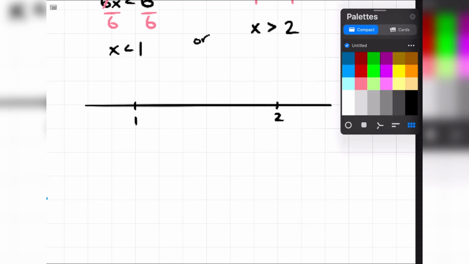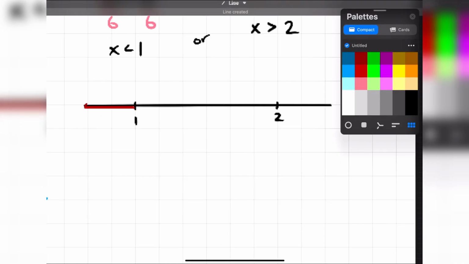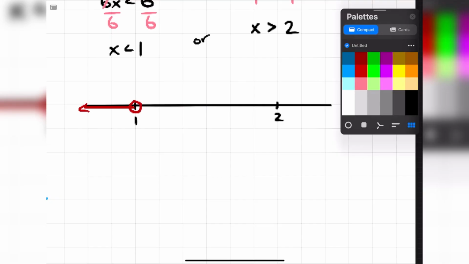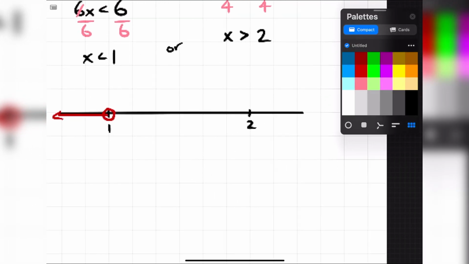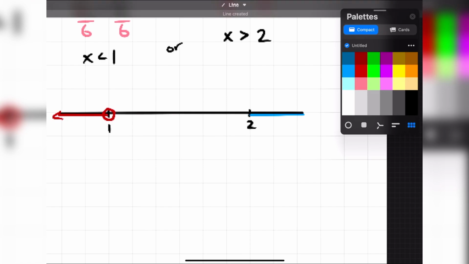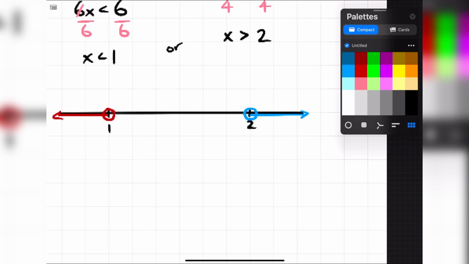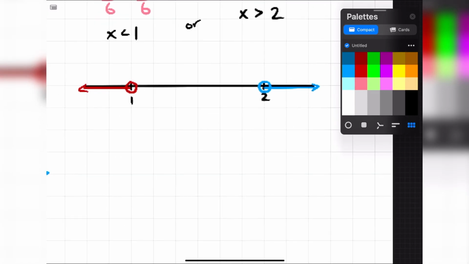So, for the left one, x is less than 1. It goes in this direction, and it's an open circle. For the other one, x is greater than 2, goes in this direction, is also an open circle. And the solution is going to be from negative infinity, parenthesis, all the way to 1, parenthesis, and then the other one is going to be parenthesis 2, all the way to positive infinity, parenthesis, and then the union in the middle.